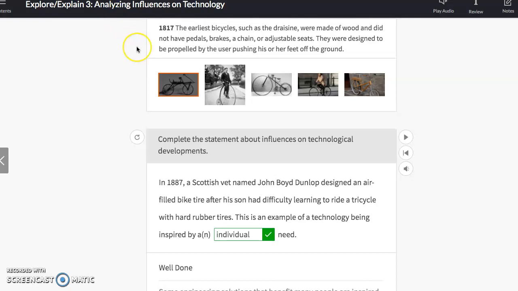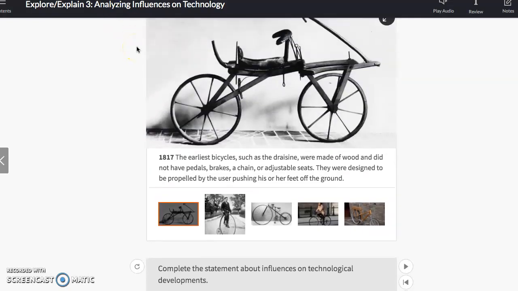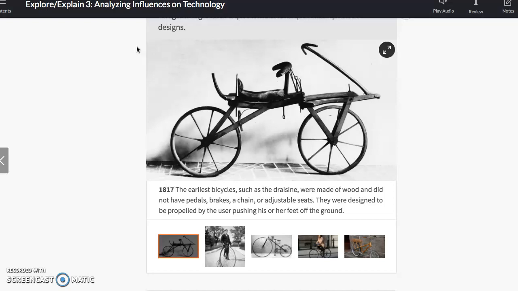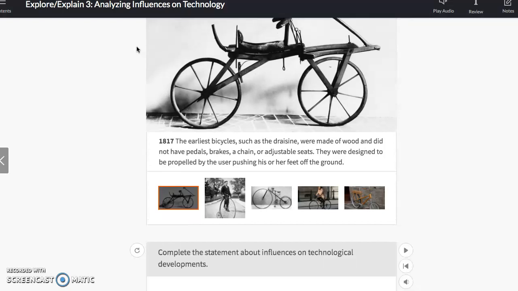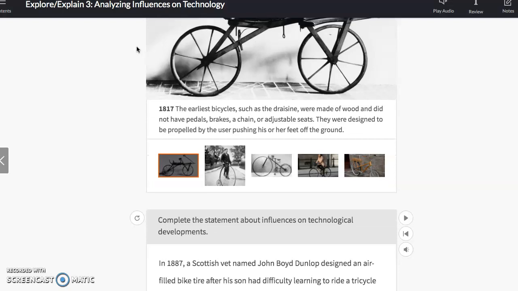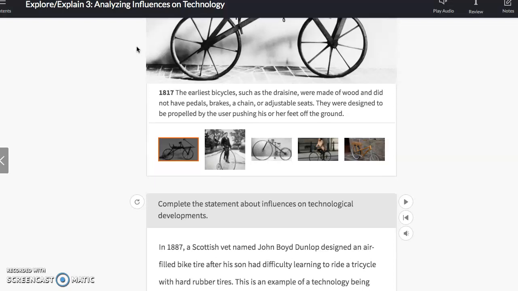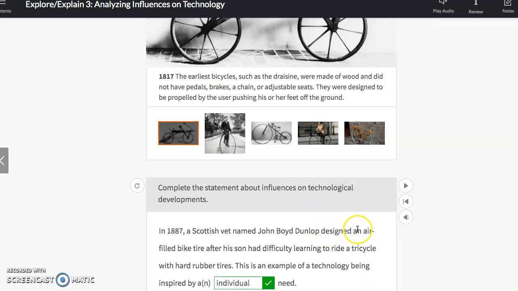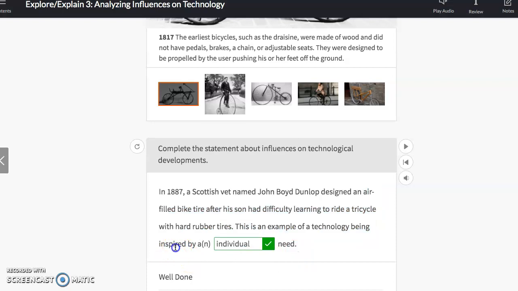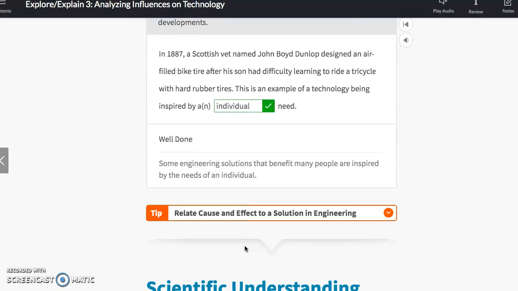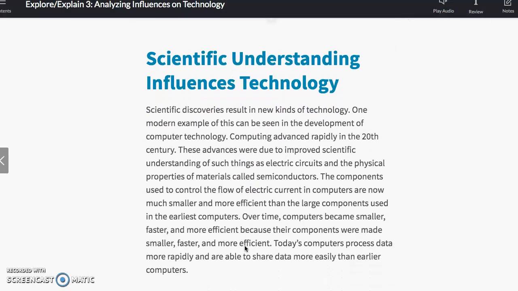Okay, so we're explaining analyzing influences on technology. It's talking about different bicycles and how that was a type of technology that was used. The person who invented the air-filled bike tire was John Boyd Dunlop. It used to be that there were rubber tires, but his son had difficulty learning to use a hard rubber tire, so the technology was inspired by his individual need. His son needed something different, so he created a brand new technology in order for that to work.